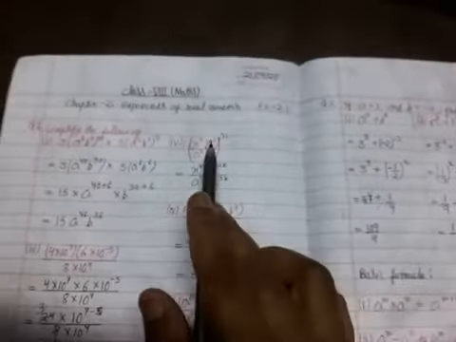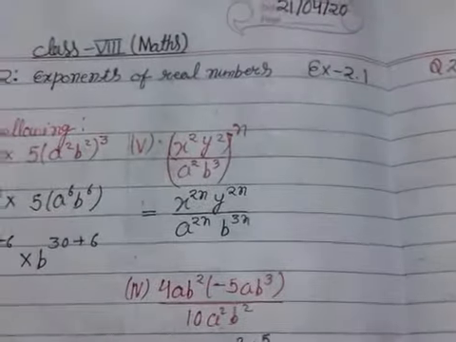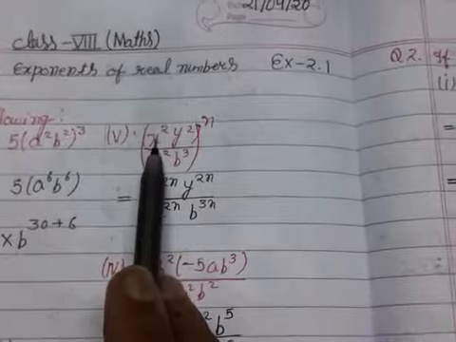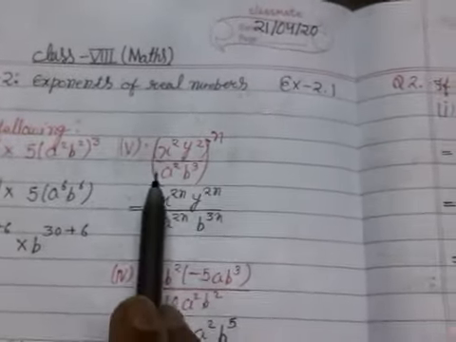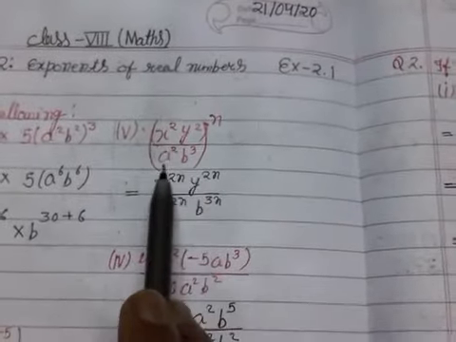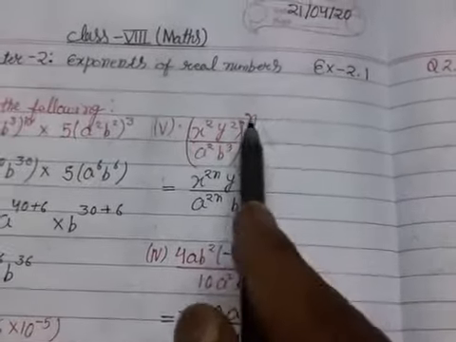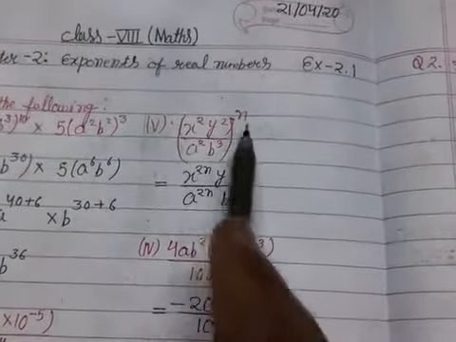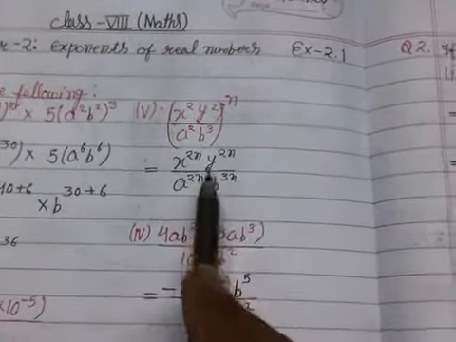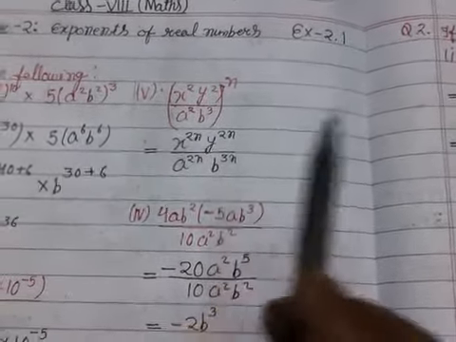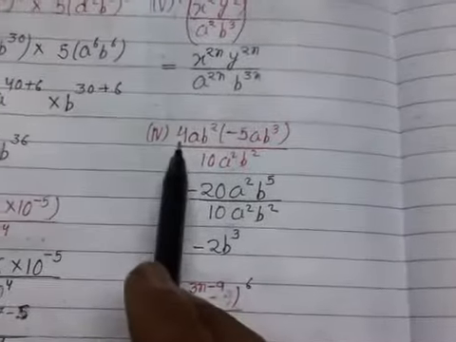Question number 5th is (x square y square) to the power n by (a square b cube) to the power n. So we can write x to the power 2n into y to the power 2n by a to the power 2n into b to the power 3n. Very simple, complete.